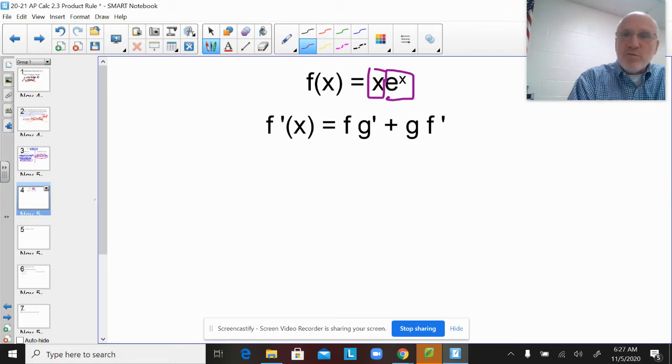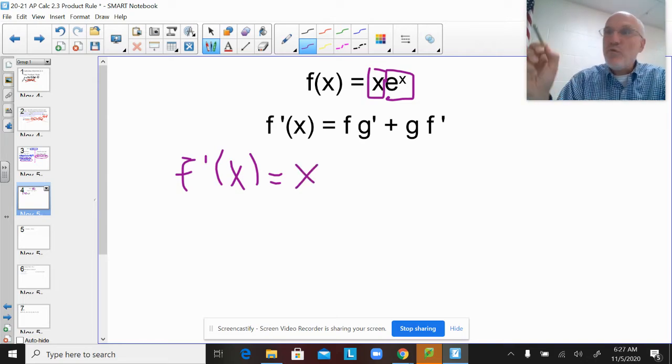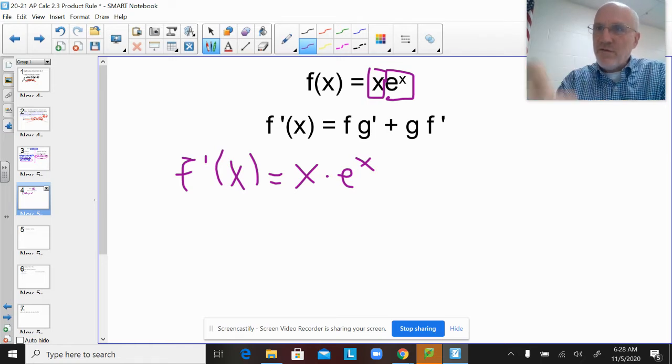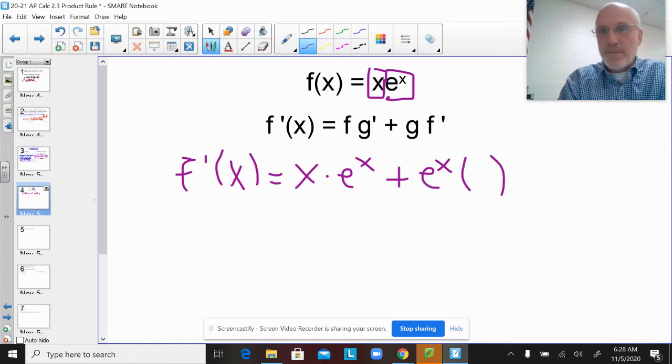So the derivative of this would be first times the derivative of the second plus second times the derivative of the first. So this would be f prime of x equals the first, x, unchanged, times the derivative of the second. Fortunately, in this particular example, the derivative of e to the x is conveniently itself. So this is times e to the x. That's the first times the derivative of the second, plus the second, which is e to the x, unchanged, times the derivative of the first. And the derivative of x is just 1.